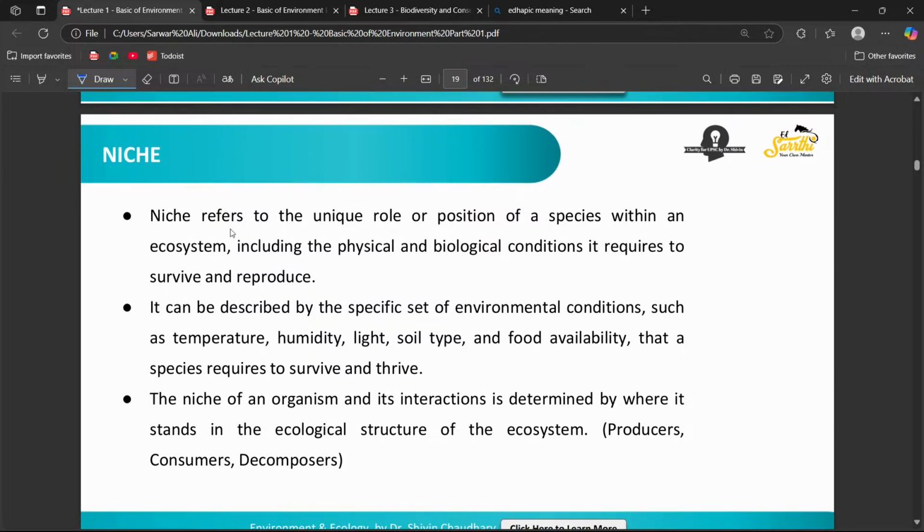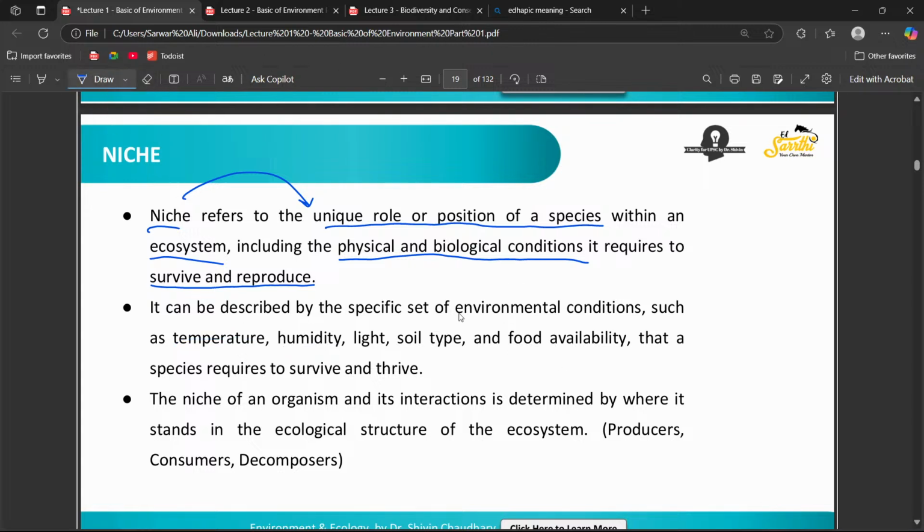What is a niche? A niche refers to a unique role or position of species within an ecosystem. Alright. What is the unique role? Whenever you use niche colloquially also, it means unique, right? What is your speciality is your niche. So here niche refers to unique role or position of a species within an ecosystem, including the biological and physical conditions it requires to survive and reproduce. It can be described by a specific set of environmental conditions such as temperature, humidity, light, soil type, and food availability that a species needs to survive.